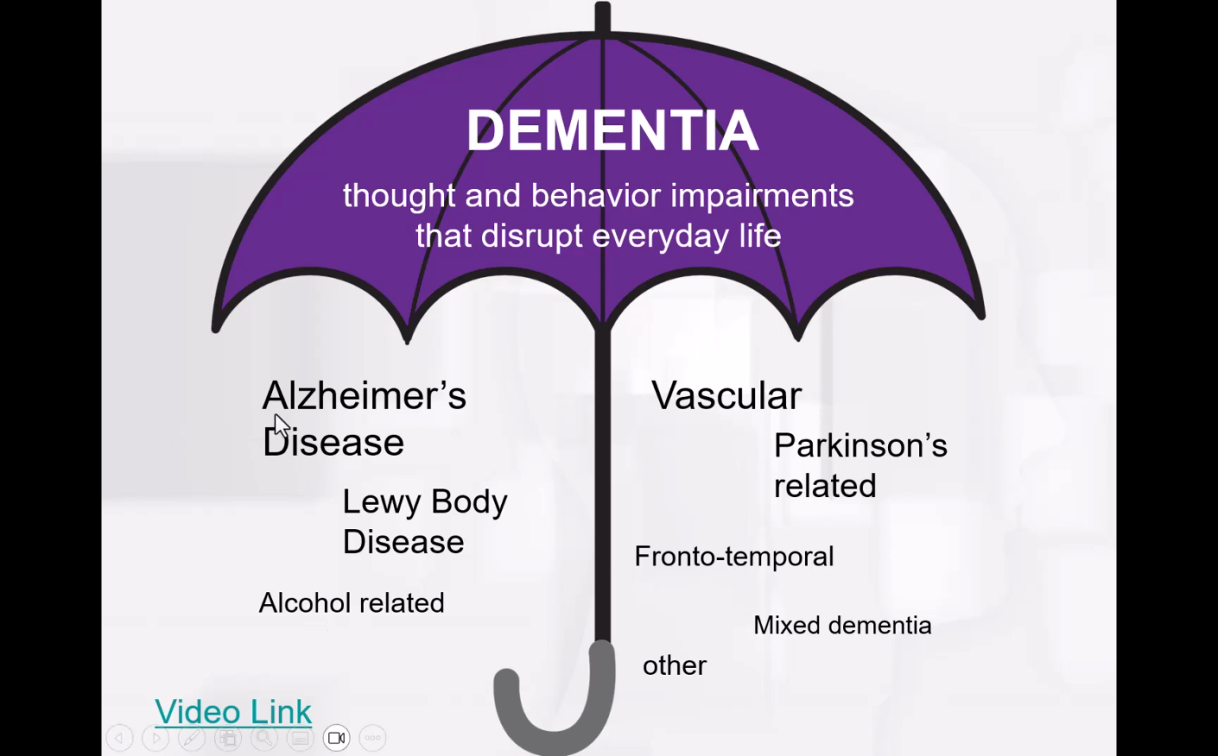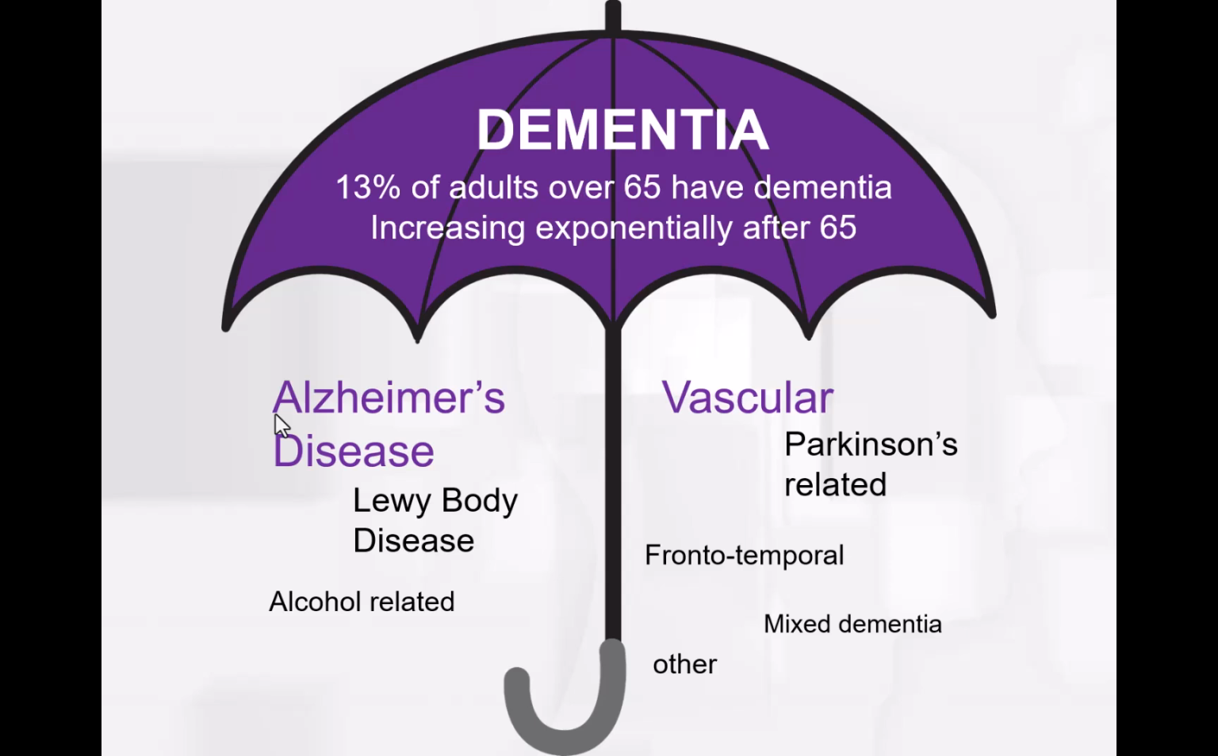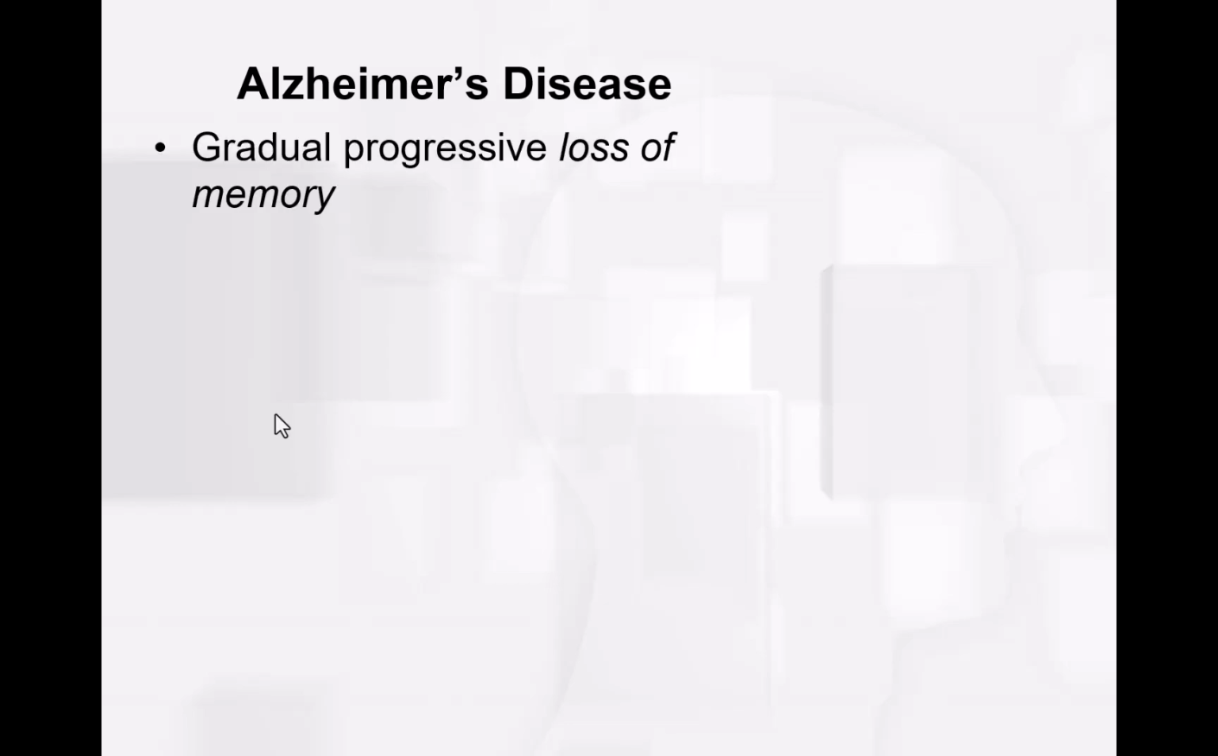Alzheimer's disease we're going to focus in on in this video, as it accounts for approximately 60% of dementia cases. 13% of adults over the age of 65 have dementia, and this number increases exponentially over the age of 65. So dementia is an age-related disease. Again, we're going to focus in on Alzheimer's disease. And Alzheimer's disease is characterized by a gradual progressive loss of memory.